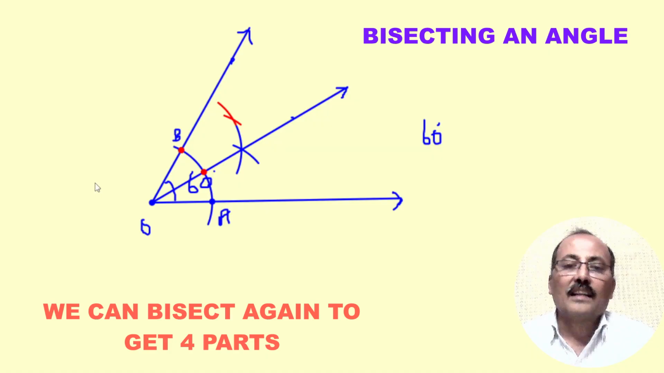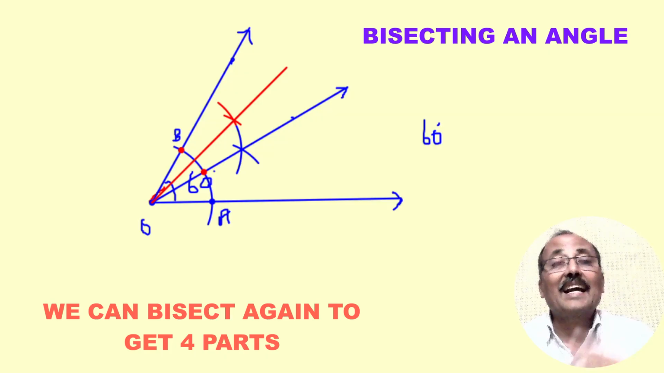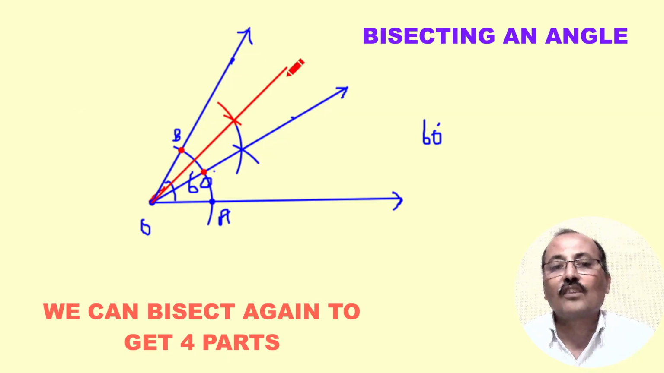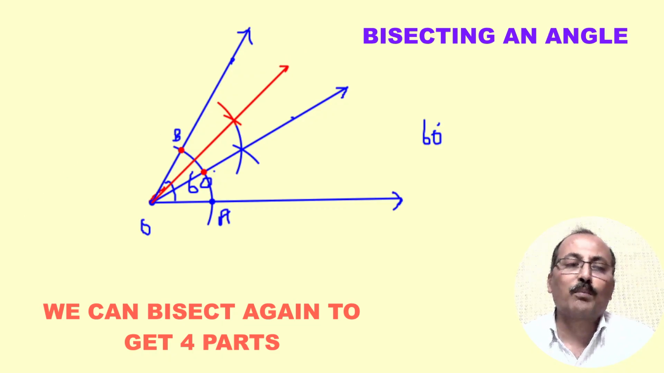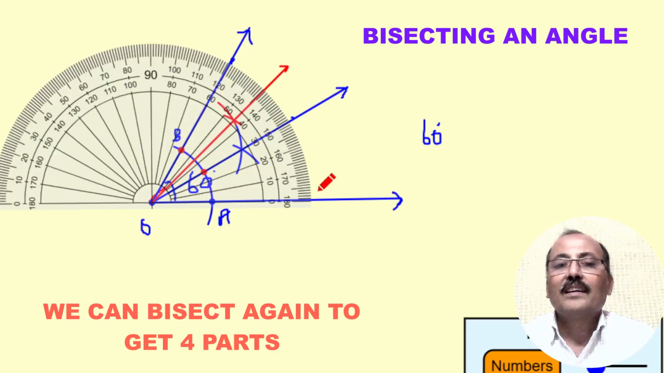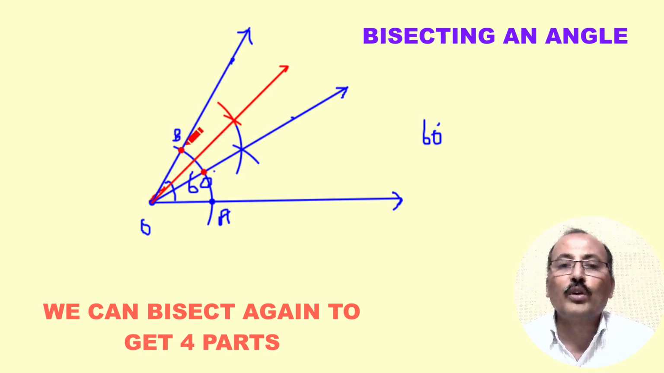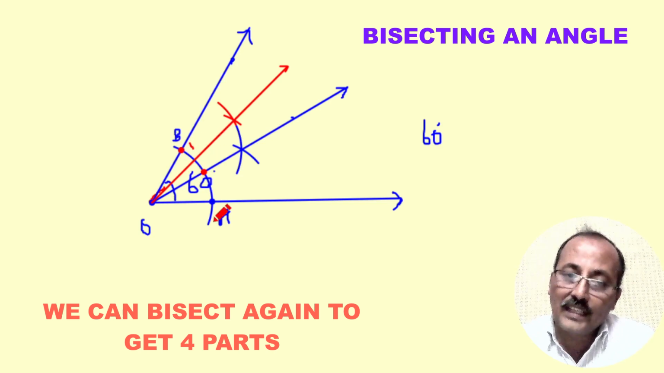Remove the compass. Now join that O and that intersecting point. Now you got the second angle also bisected. How second angle also bisected, you know? Yes, now keep the protractor again. Yes, now you see this is 30 degree and this is 60 degree. It is exactly on 45 degree. Why 45 degree? This angle is bisected into two, hence it is totally 60.